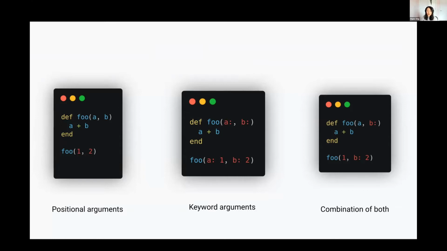So in this code example, we're just showing that the positional arguments can be called without the keywords, and keyword arguments are called with the keywords. And on the right, you can see it's a combination of both.